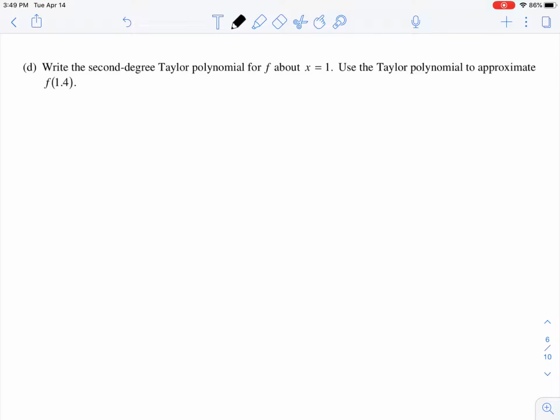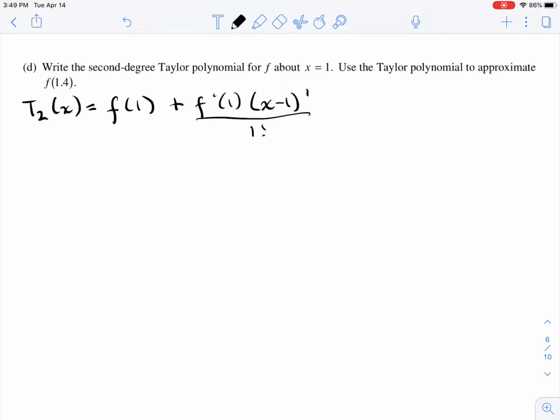So, good review for Taylor polynomials. Fortunately, it isn't too bad. We can say that our second degree Taylor polynomial, not a series, but our second degree Taylor polynomial would be the following. It would be f of 1 plus f prime of 1 times x minus 1 to the first power, all of this over 1 factorial, plus now the second derivative, and you probably figured out this is the whole reason why we're given the second derivative. Throughout all of these parts, not once did we ever have to actually look at the second derivative until now. So we're going to stop there.